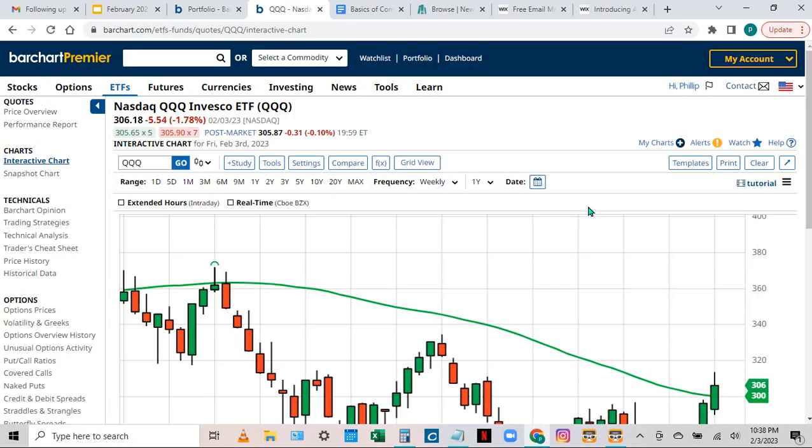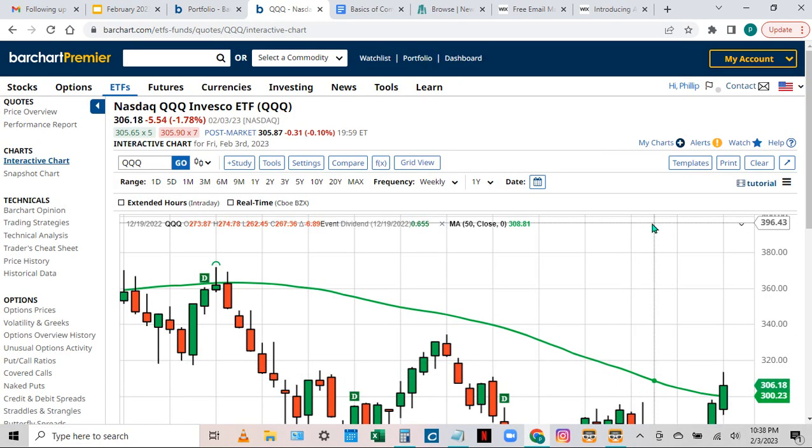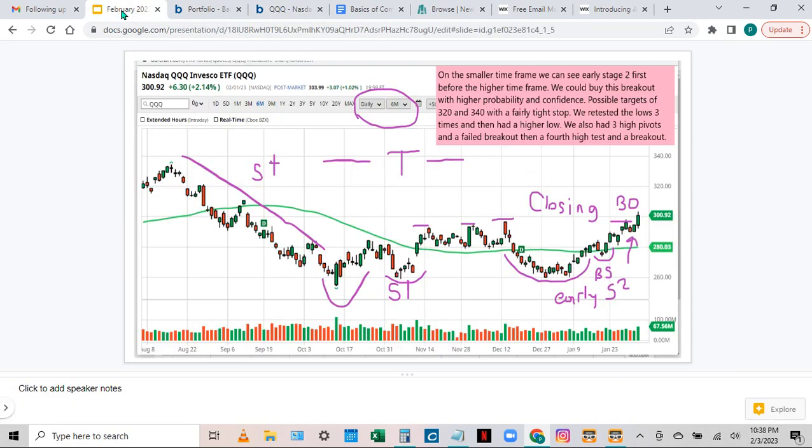Qs close the week at 306.18. So when we compare that to our presentation, we are right just above that, probably right in here, okay, 306.18. And the next point of resistance is going to be right here at about 310.